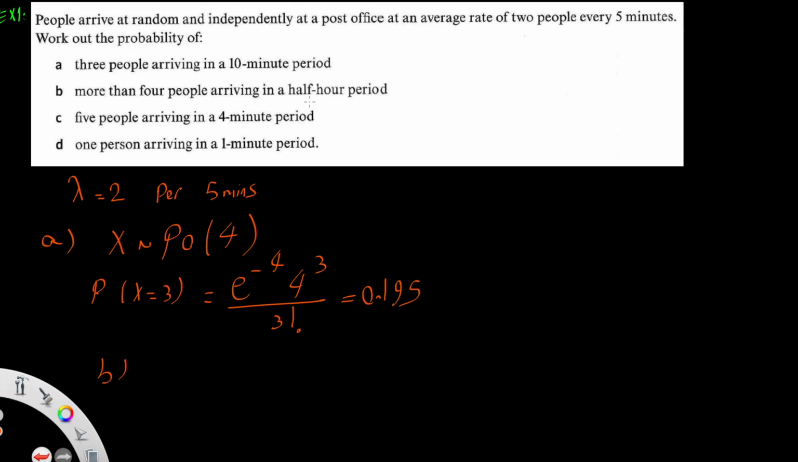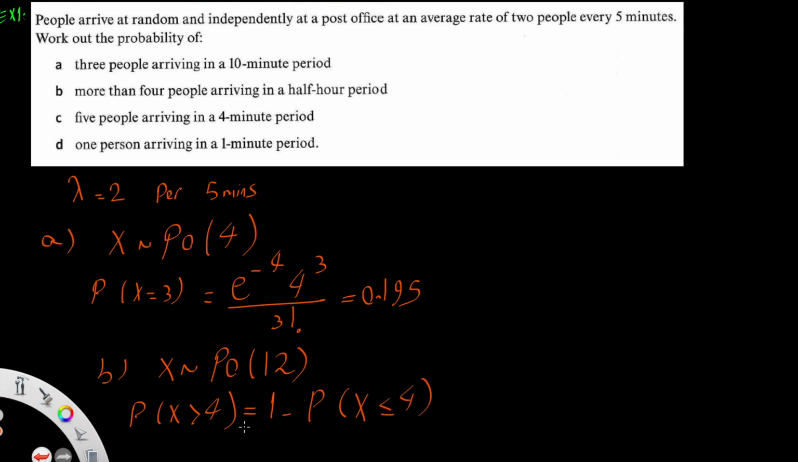Now second part, more than 4 people arriving in a half-hour period. Half-hour period means 30 minutes. So 30 minutes is 6 times 5 minutes. So it is also multiplied by 6. So the new lambda will be, x will have a Poisson distribution with 12 as the lambda. So for more than 4, the probability of x greater than 4 will be equal to 1 minus the probability of x less than or equal to 4.